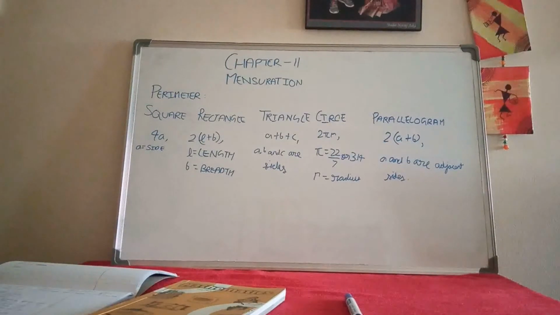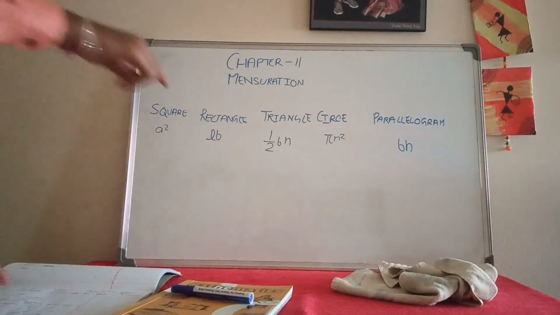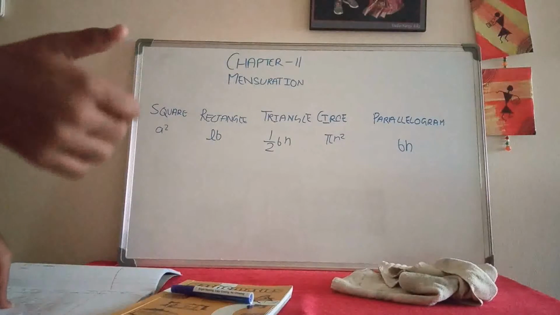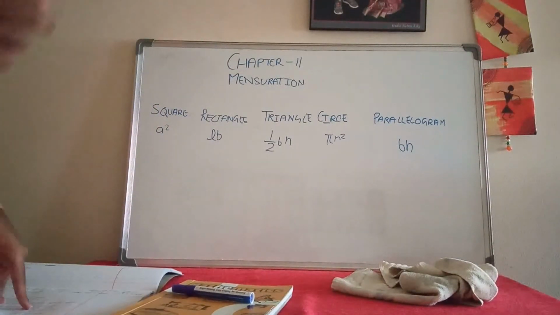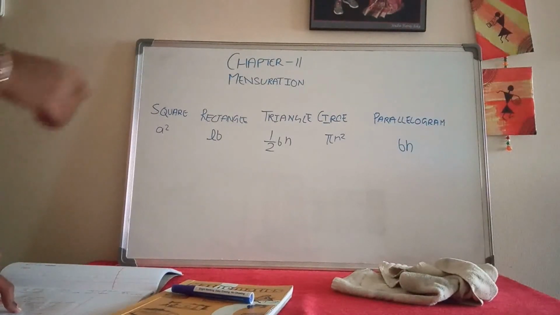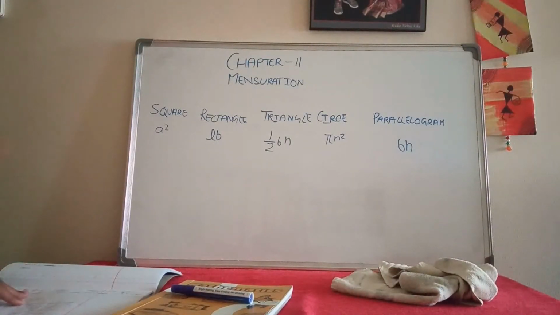Now we'll be going forward and seeing the area of these shapes. So these are the formulas for the area of square, rectangle, triangle, circle, parallelogram. The square is side into side. Rectangle is LB, that is length into breadth. Triangle is 1 by 2 into B into height. That means we multiply 1 by 2 into base into height.